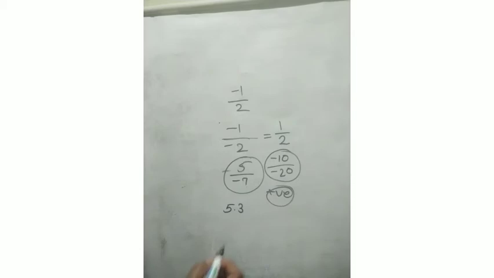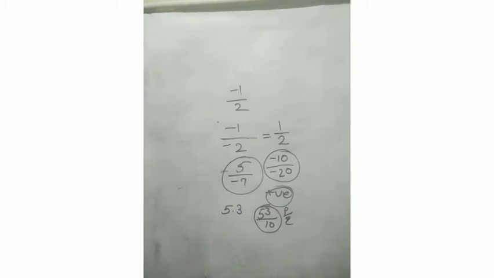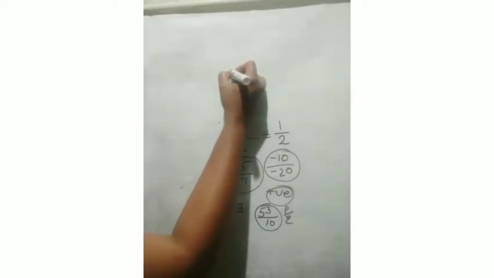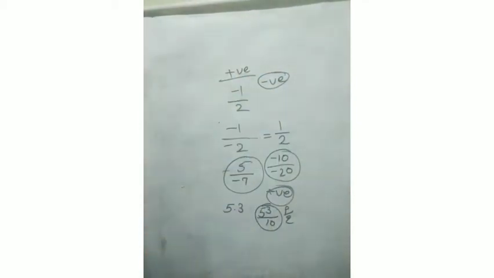Then 5.3 is a rational number. How can we say 53/10? This is in the form of p/q and here q is not equal to 0. Here q will be 10. So there are two types of rational numbers we have to study, positive rational numbers and negative rational numbers. We have studied that very clearly.